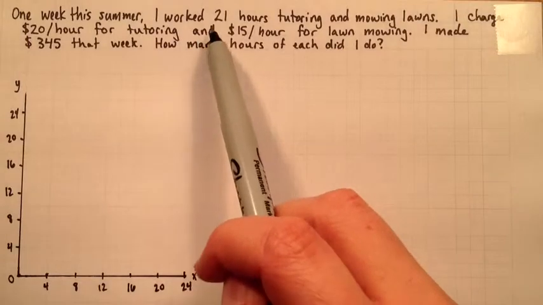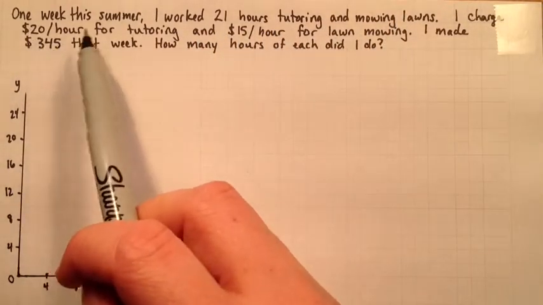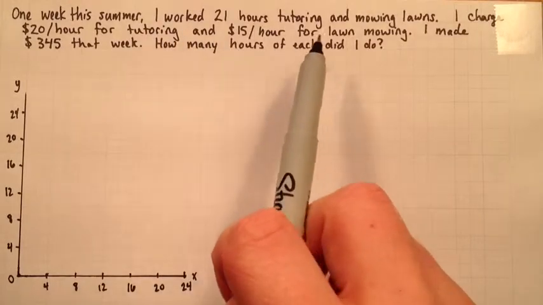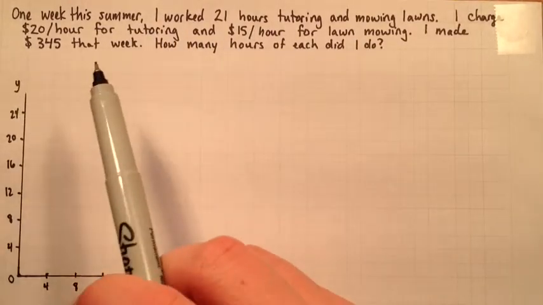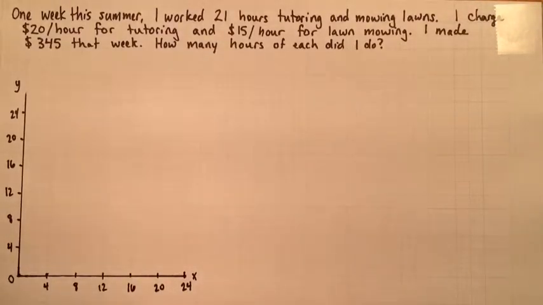One week this summer, I worked 21 hours tutoring and mowing lawns. I charged $20 an hour for tutoring and $15 an hour for lawn mowing. I made $345 that week. How many hours of each did I do?